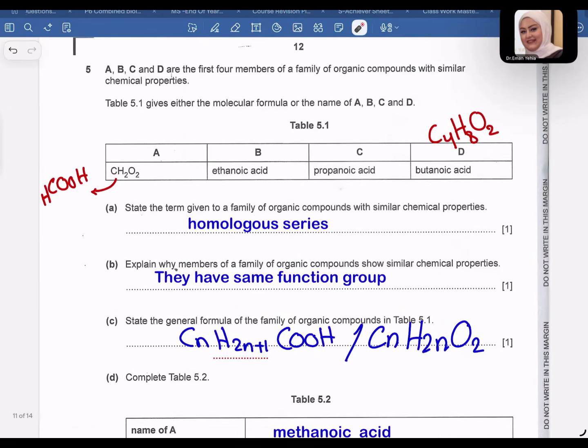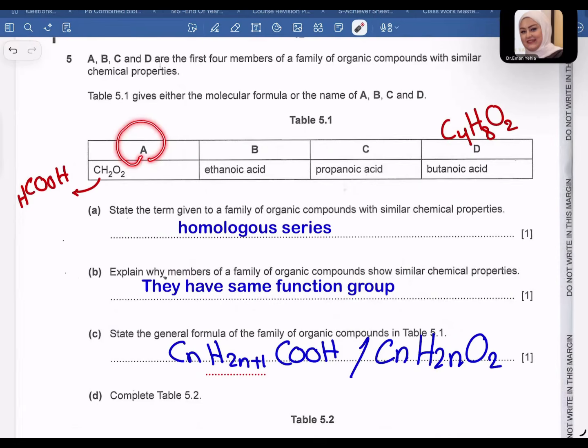So A is CH2O2. This is the molecular formula, by the way. B is ethanoic acid, C is propionic acid, and D is butanoic acid. So the first one is methanoic acid. This is a homologous series. The first one, methanoic acid, is HCOOH.